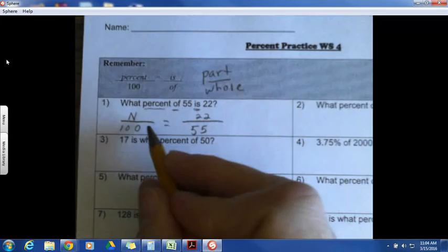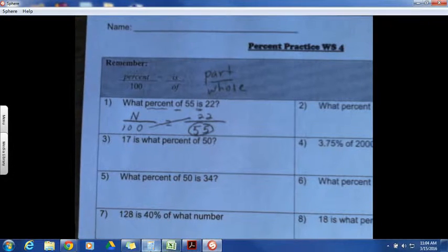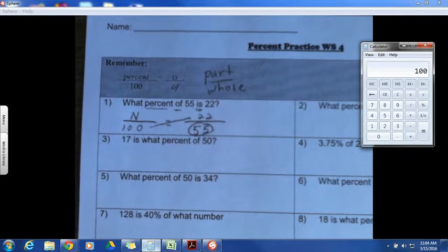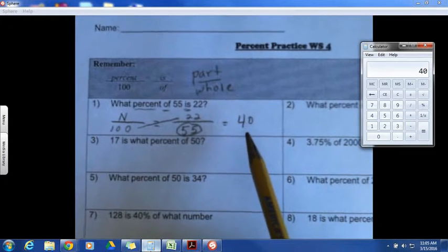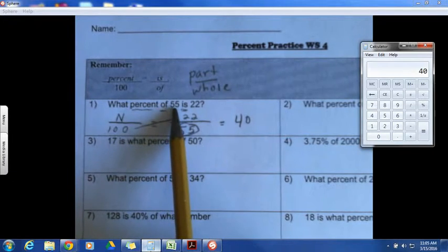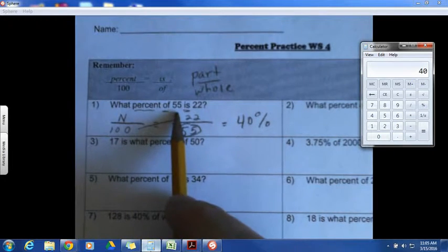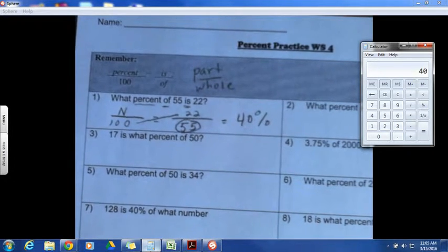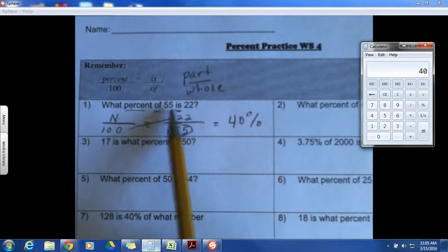Alright, and once we have it set up, we just cross multiply, divide by the leftovers. So we have 100 times 22 divided by 55. So our answer here is 40. And it always helps to think about the context of your answer. So the question is, what percent of 55 is 22? So 40% of 55 is 22. So if I have $55 and maybe I owe the bank 40% of that, I would owe the bank $22, in other words.